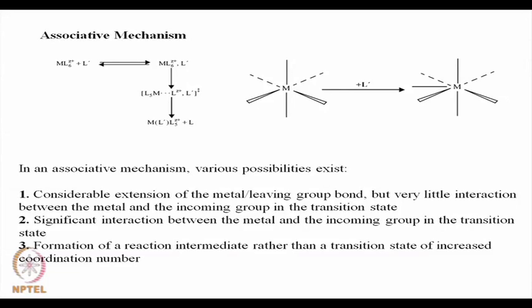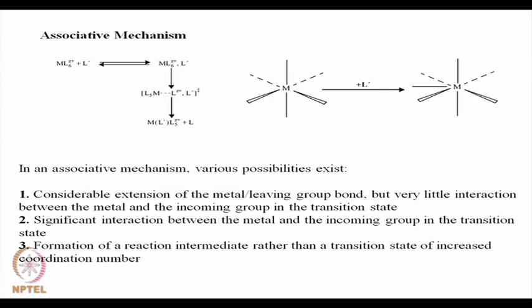Okay. So, in an associative mechanism various possibilities exist. Considerable extension of the metal and leaving group bond, but very little interaction between metal and incoming group in the transition state, is one. Something of this sort may happen. Or there may be significant interaction between metal and the incoming group in the transition state. There are various possibilities, including formation of a reaction intermediate of increased coordination number rather than a transition state. So, these are the possibilities for an associative mechanism.